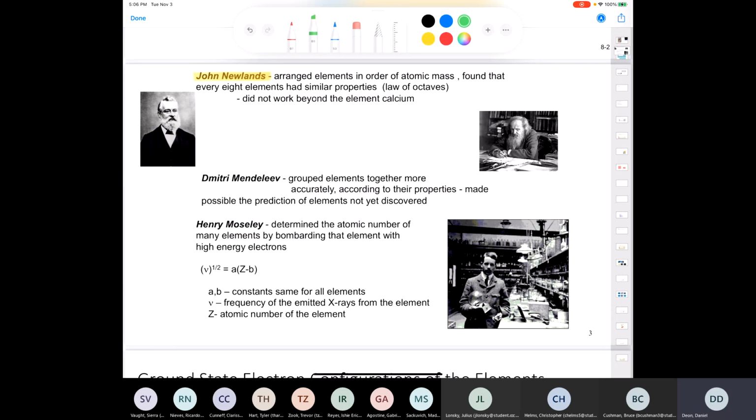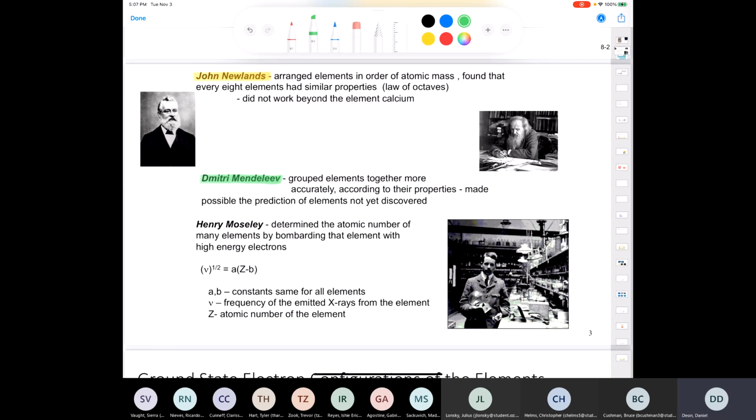Now, Dmitry Mendeleev is sort of the godfather, as I said, of the periodic table. It says here he grouped the elements together more accurately according to their properties and made possible a prediction of elements not yet discovered. If you look at the atomic masses of the elements on the periodic table, you go from hydrogen, which has an atomic mass of around 1 gram per mole, to helium, which has an atomic mass of 4 grams per mole, to lithium, which is around 6.9 grams per mole, and so on and so forth.